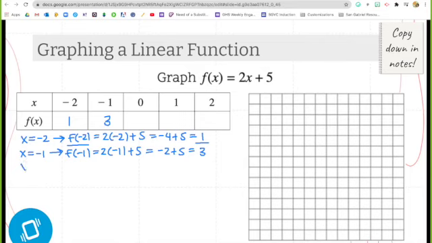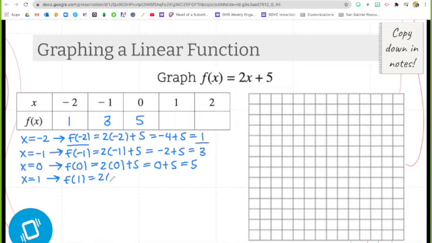Let's try the next one where we have x is equal to 0. If x is equal to 0, then we get f of 0 equals 2 times 0 plus 5. That equals 0 plus 5, and that's just 5 in the end. So when x is equal to 0, I know that my output would be 5. X equals 1, let's change that. We have f of 1 equaling 2 times positive 1 plus 5.